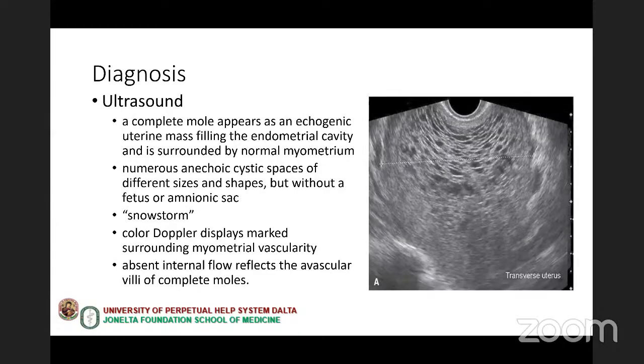Okay. This is a classic ultrasound picture of your HMO. So it appears as an echogenic uterine mass that's filling your endometrial cavity and is surrounded by normal myometrium. So you have numerous anechoic cystic spaces of different sizes and shapes, but without a fetus or amniotic sac. So this is what you call a snowstorm appearance, and your color Doppler will show marked surrounding myometrial vascularity. You have absent internal flow, which reflects the avascular villi of complete moles.